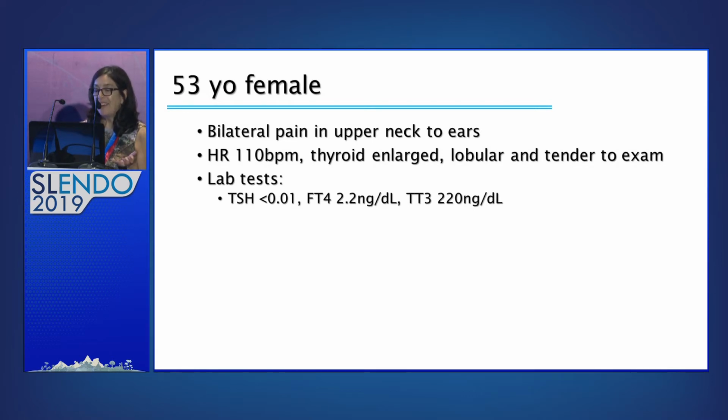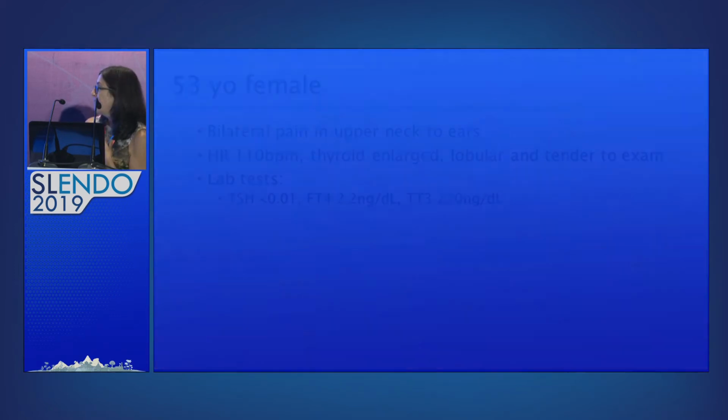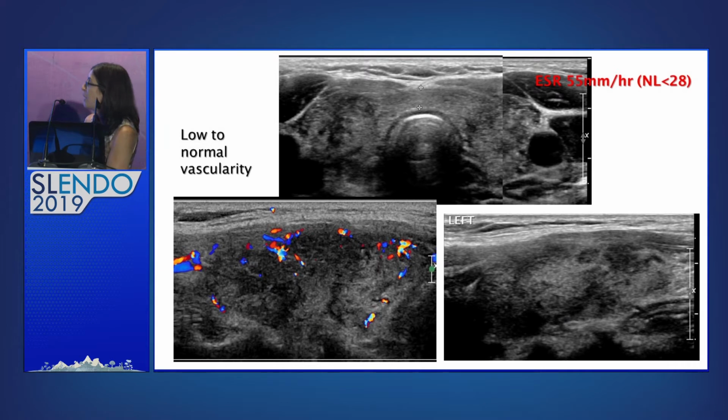She was tachycardic. Her thyroid was lobular and tender. You can see that her thyroid function tests were elevated. And let me show you her thyroid. You can see, although it's a composite image on the top, that she has diffuse heterogeneity throughout the thyroid on the transverse view and the right and left sagittal views. This is generally not very vascular.